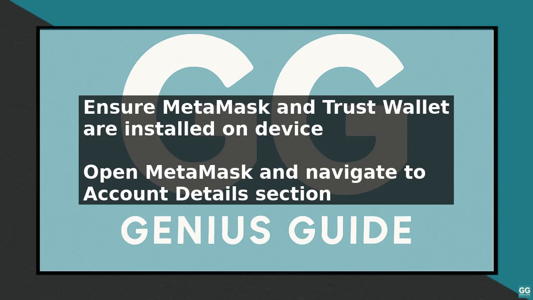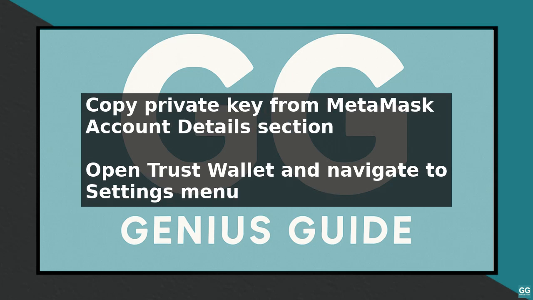three dots next to your account name. From the drop-down, select Account Details. In the Account Details section, you will see a button labeled Export Private Key. Click this button and enter your MetaMask password to verify the action.